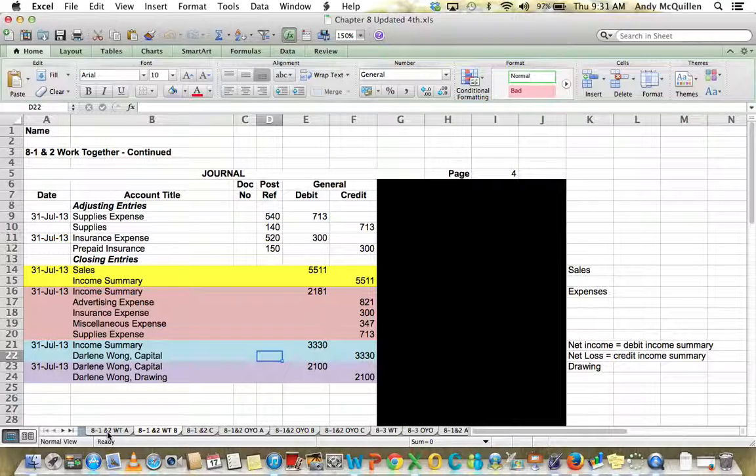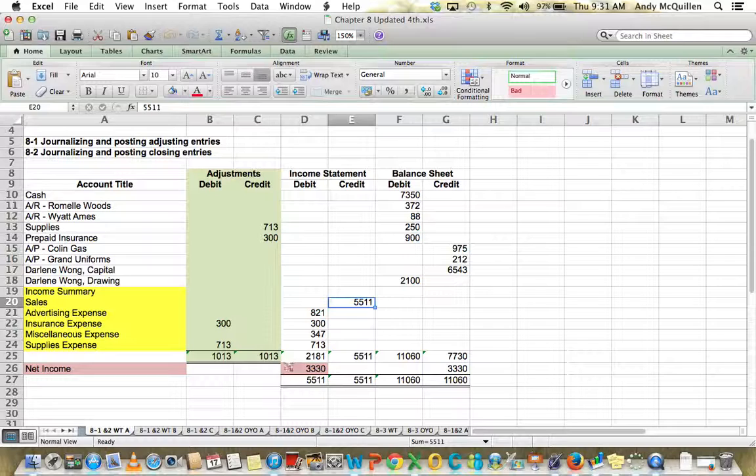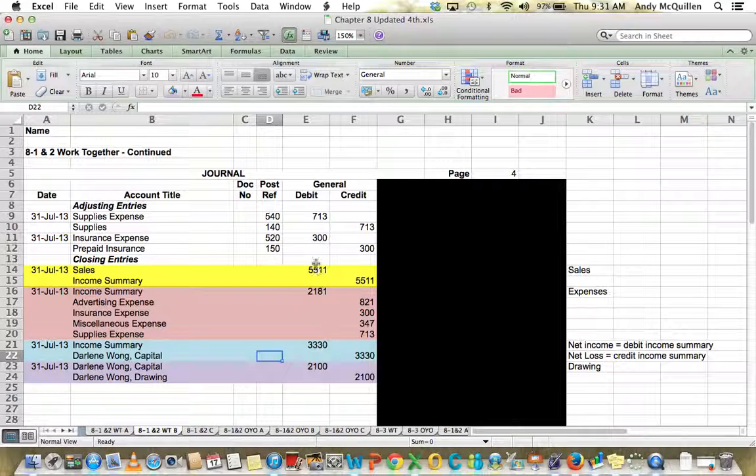The next thing that we close is the income summary account. You can find this number a couple different ways. Number 1, net income. I have it highlighted here. The net income number is the income summary account, or you can simply subtract these 2 numbers, and 3330 is your income summary number. Darlene Wong Capital is the credit number, 3330. That's where we put that number where we made money. Net income, we debit income summary. Net loss, we credit income summary.